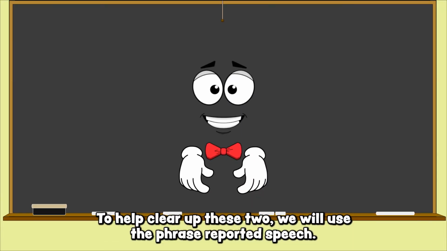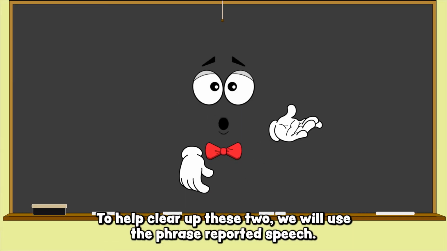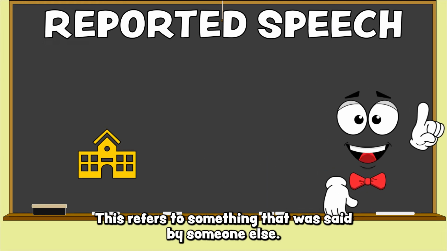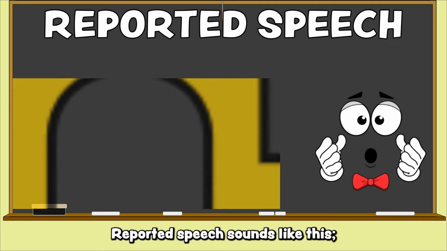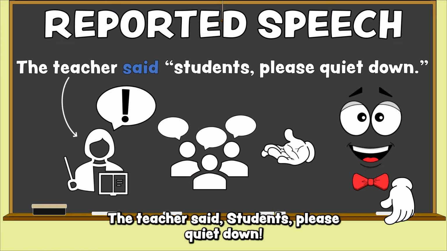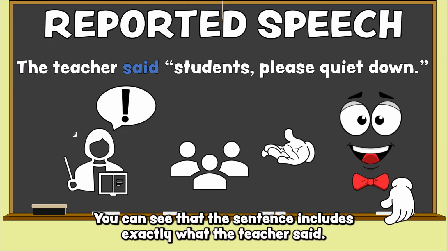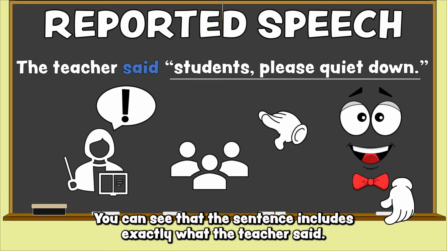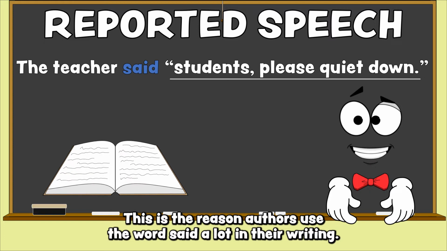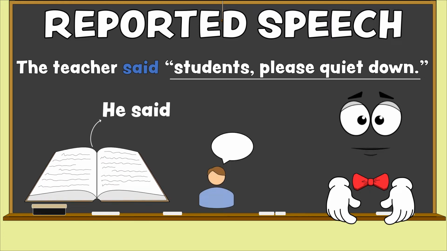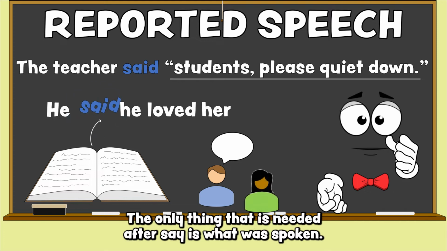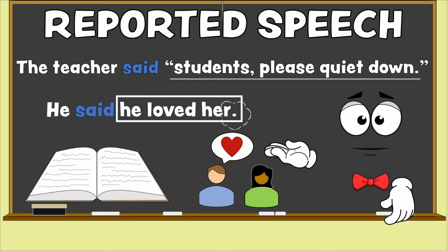To help clear up these two, we will use the phrase reported speech. This refers to something that was said by someone else. Reported speech sounds like this. The teacher said, "Students, please quiet down." You can see that the sentence includes exactly what the teacher said. This is the reason authors use the word said a lot in their writing. To make a complete sentence, the only thing that is needed after say is what was spoken.